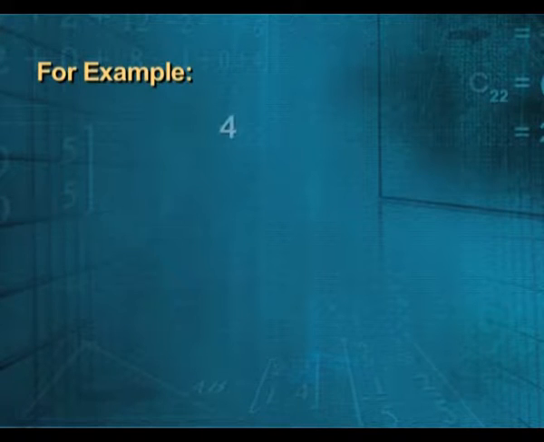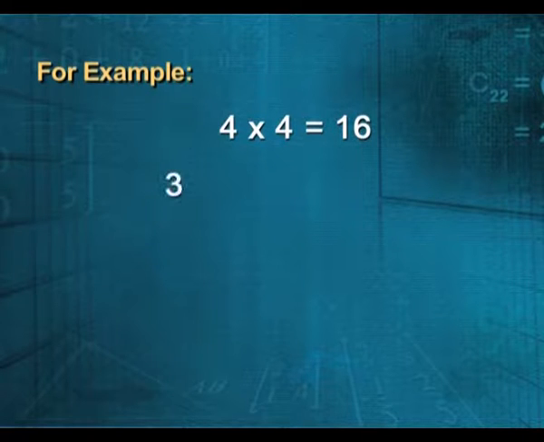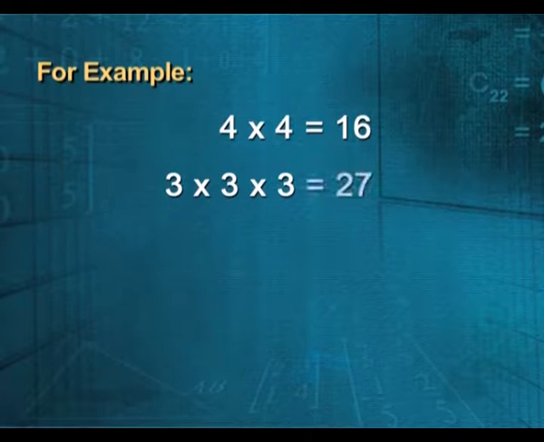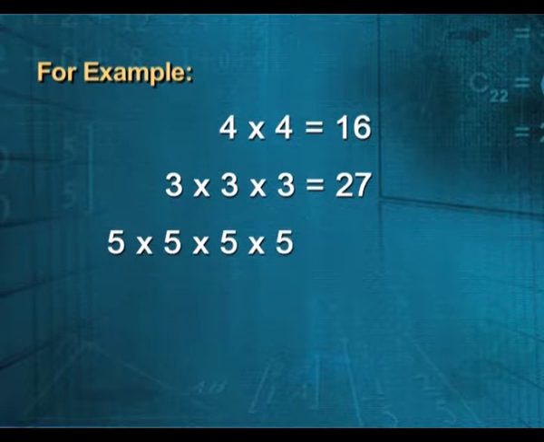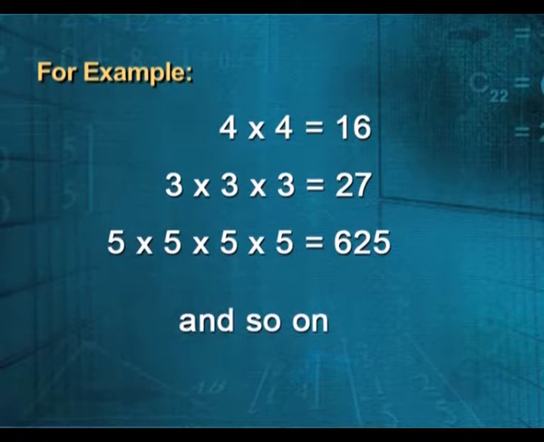Today I am going to teach you exponential notations. In your earlier classes, you have learned how to multiply two or more real numbers. For example, 4 into 4 is 16, 3 multiplied by 3 multiplied by 3 is 27, 5 multiplied by 5 multiplied by 5 multiplied by 5, 4 times, is 625 and so on.